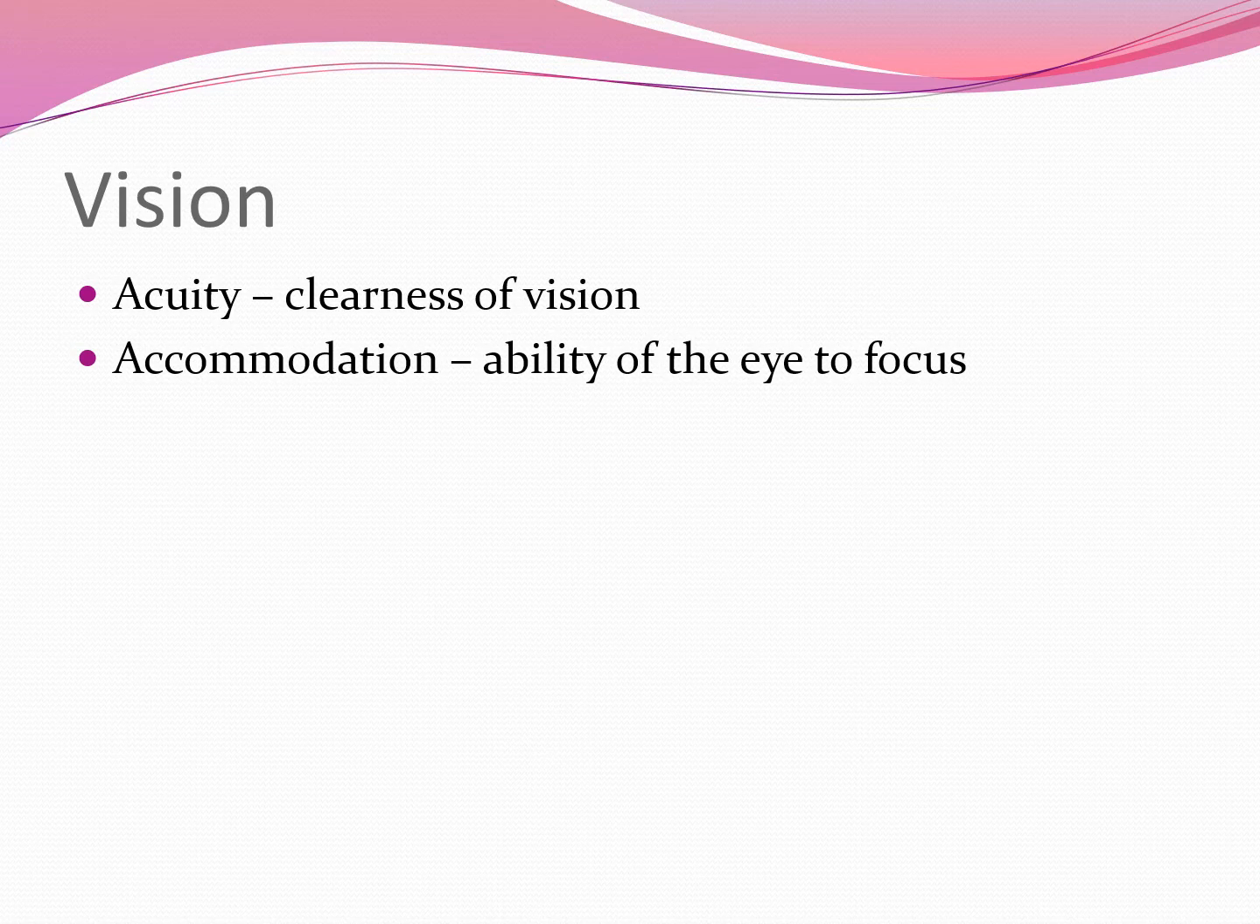Vision, a couple vocab words like we talked about, right? Acuity we talked about earlier. That is clearness of vision, right? So we talked about visual acuity, where vision is best, is in the fovea because it only has cones. Accommodation is the ability of the eye to focus. That's what we just talked about, right? With nearsighted, it focuses before the retina. Farsighted, it focuses past the retina.